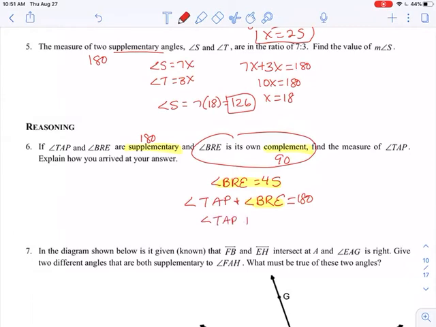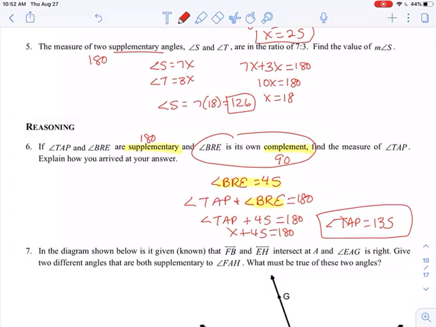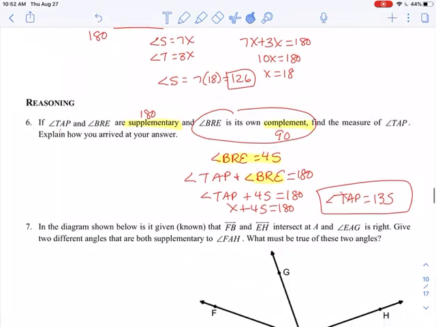So angle TAP plus 45 equals 180. And I'm trying to find angle TAP. So x plus 45 is 180. Subtract 45, and angle TAP would have to equal 135. So that was a little tricky with the fact that BRE is its own complement. All right, you know that TAP and BRE equal 180. If BRE is its own complement means that in itself equals 90. That's how we knew that it would have to equal 45.